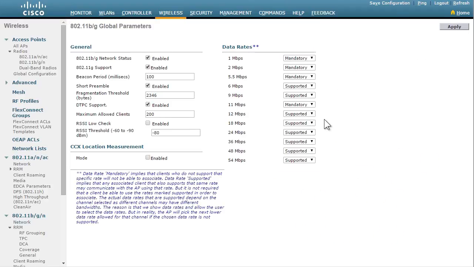Why is it that all of these higher data rates are supported but not mandatory? Pause, and then we'll talk about the answer.